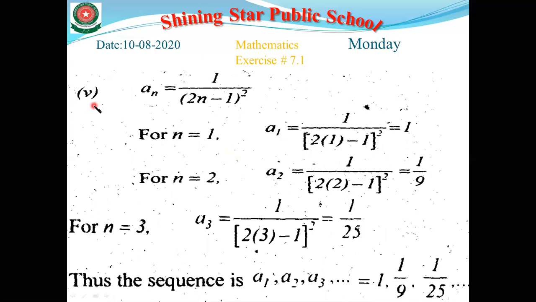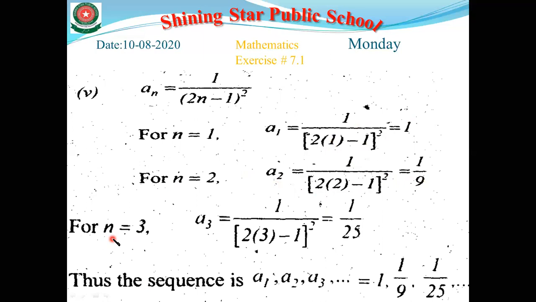Now let's start part number 5. an equals 1 divided by (2n minus 1) whole square. So for n equals 1, it becomes a1 equals 1 divided by (2 into 1). 2 multiply 1 is 2. 2 minus 1 is 1. 1 square is 1. Now for n equals 2, it becomes a2 equals 1 divided by (2 multiply 2). 4. 4 minus 1 is 3.